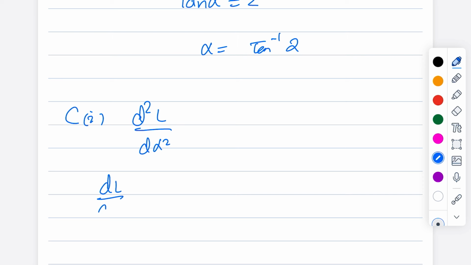So dL/dα is 3/4 secant α tan α minus 6 cosecant α cot α. We have to take the derivative of this one.